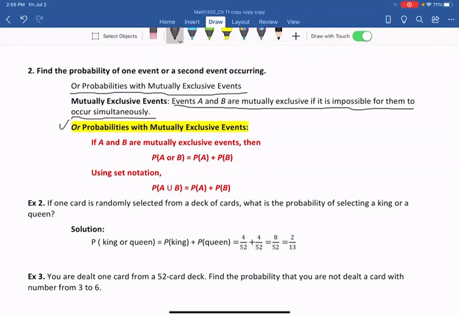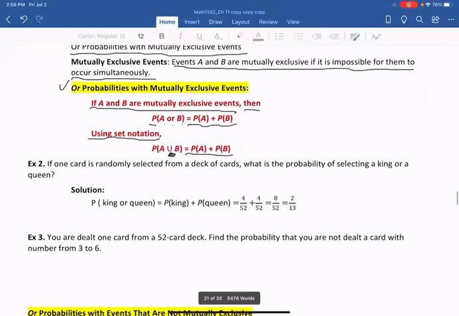OR probability with mutually exclusive events has a formula. If A and B are mutually exclusive events, then P of A or B equals P of A plus P of B. Using the set notation, we learned this OR before, that means union. P of A union B equals P of A plus P of B. Okay, let's move on to the example.